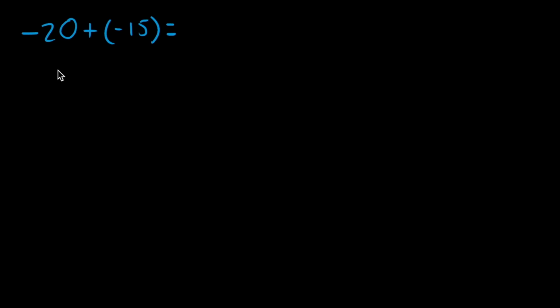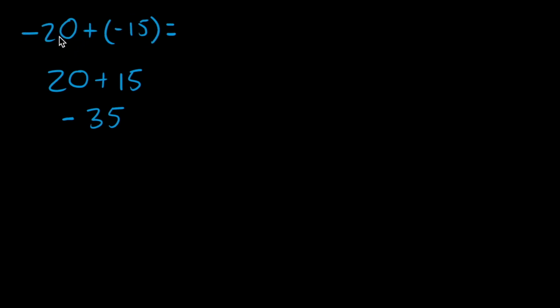We want to use something called the rule of sign, which states that anytime you are adding two numbers and they both have the same sign, you add them both and also keep the same sign. So let me go ahead and solve this problem. 20 plus 15, that gives me 35, and then we keep the same sign, because both numbers that I'm looking at, the 20 and the 15, both have the same sign of this negative.